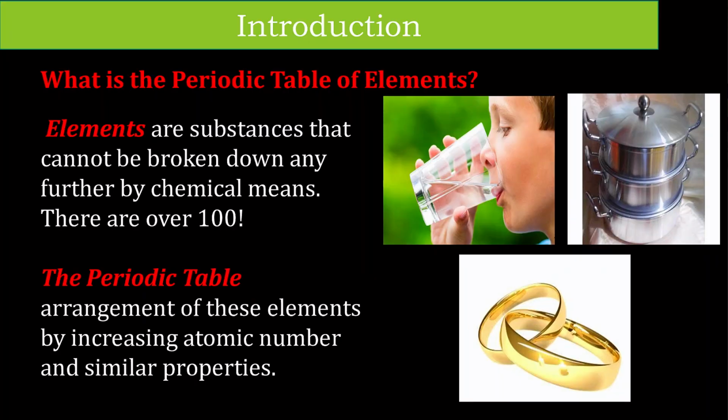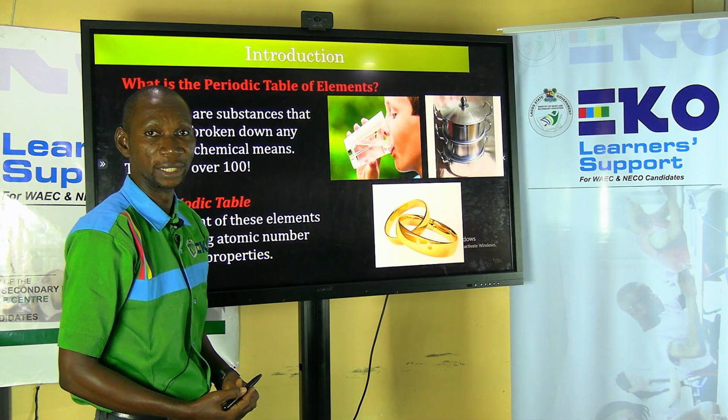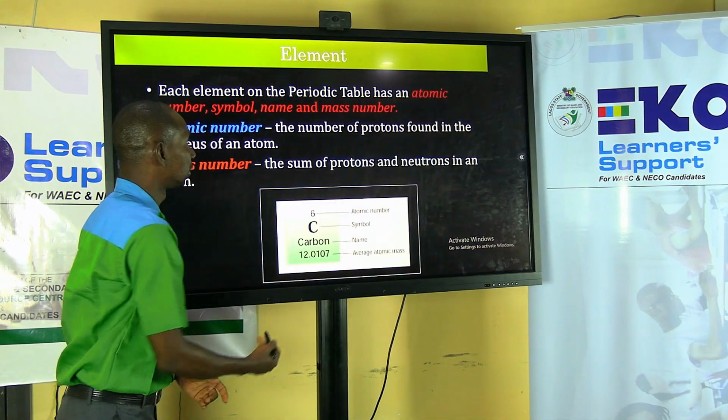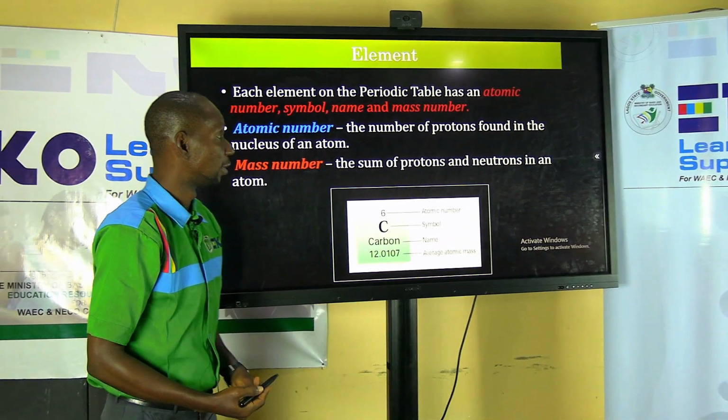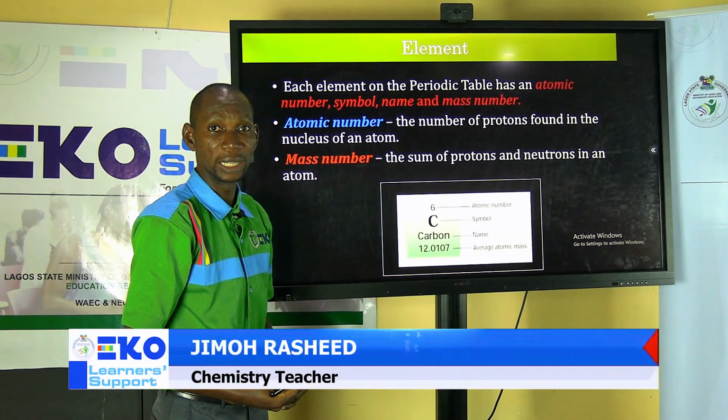Aluminium pots, which you found out in your element hunts. And of course, the gold ring. Let's forge ahead. So, define what element is.